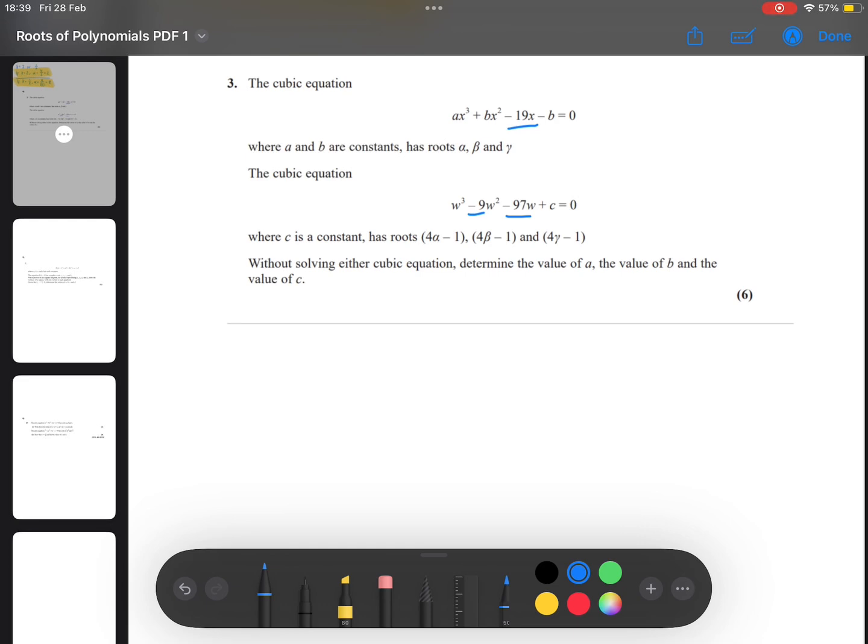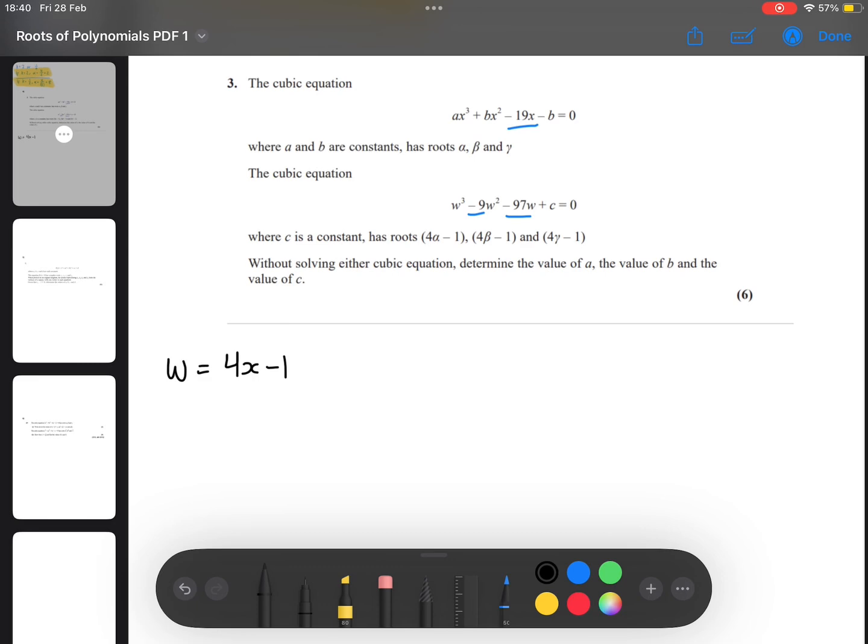And we need to determine the value of a, b, and c. So first of all, what I'm going to do, and this is the substitution method, I'm going to express w in terms of x, so i.e. 4 alpha minus 1 in terms of alpha.